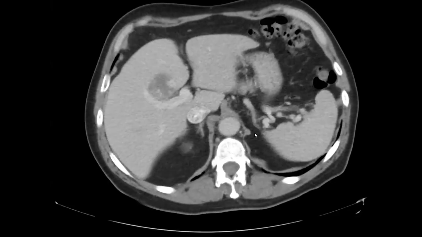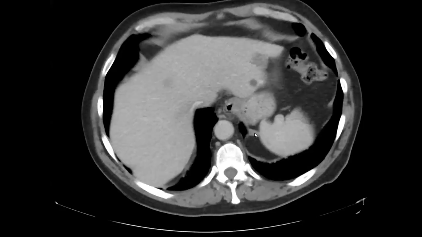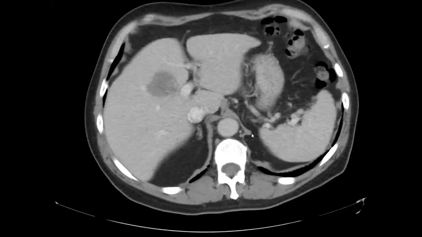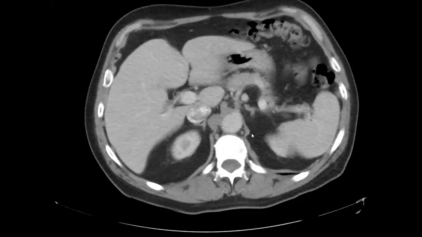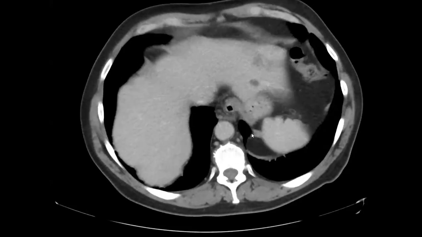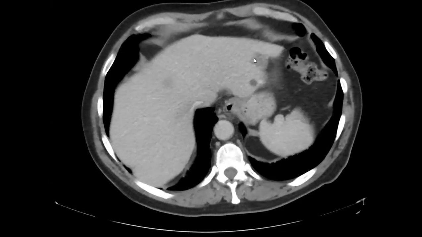And focus on the liver. That did show some multifocal lesions, but at least the central lesion did show some nodular enhancement. Okay, I would still want an MR, because the other lesions don't have a classic hemangioma look.